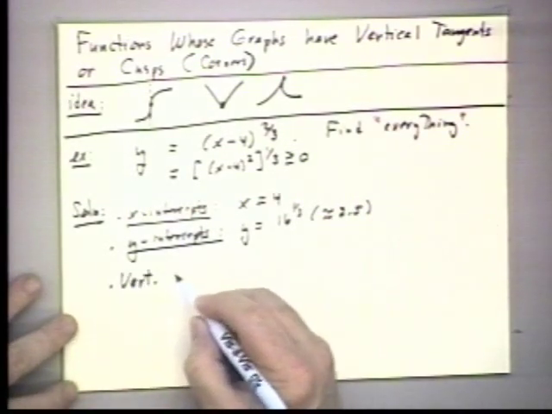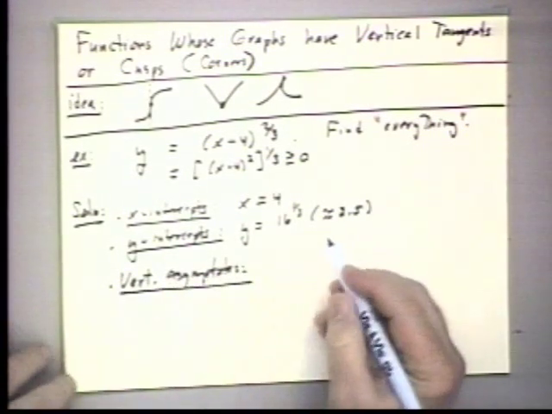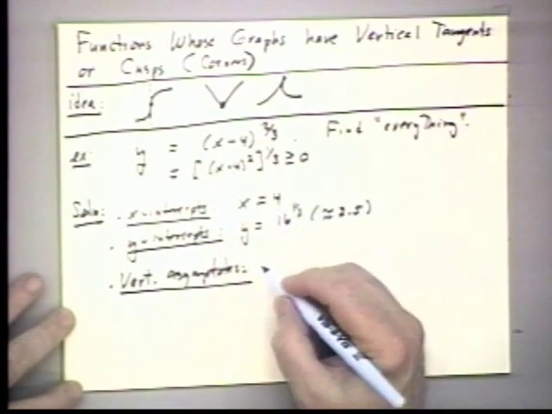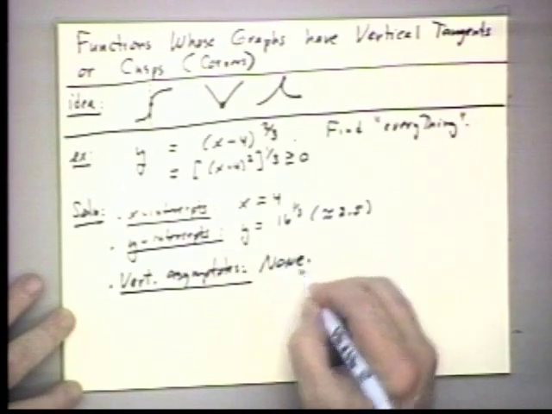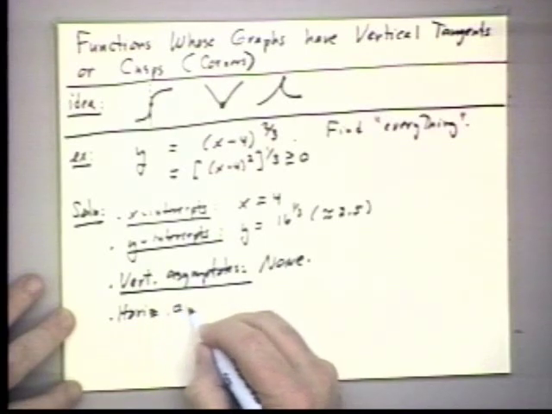Okay, let's look at vertical asymptotes. Well, this function's continuous everywhere, so it's not going to be undefined anywhere, certainly, and so it's not going to have any vertical asymptotes. It might have a horizontal asymptote. Let's at least check that out.